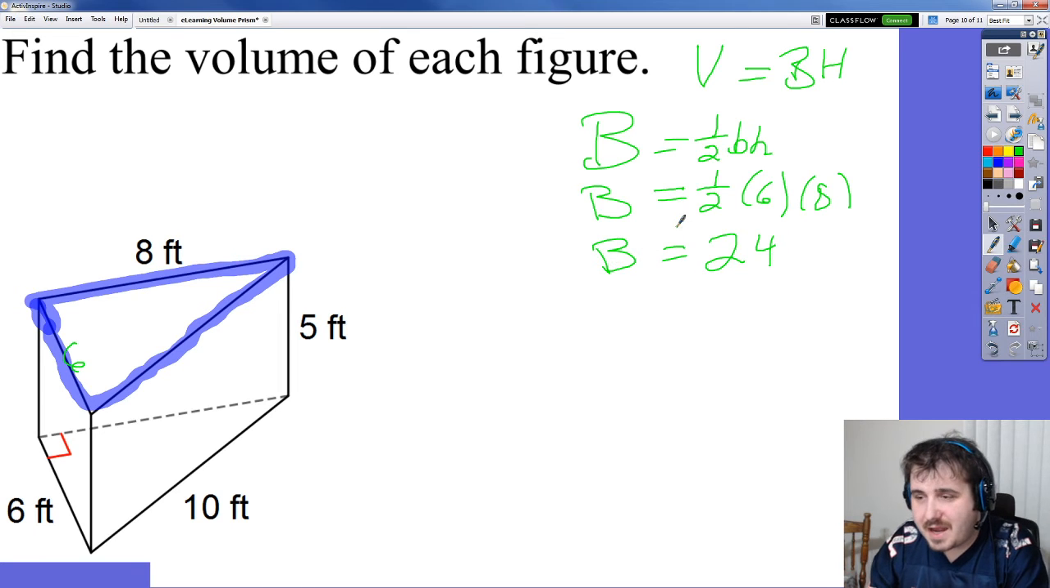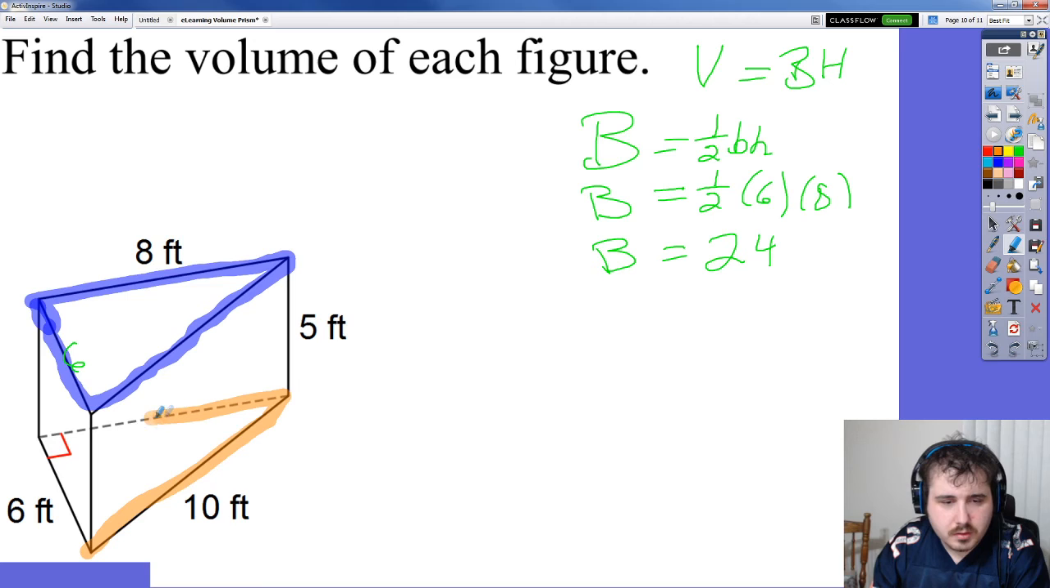That's my base. And now, here comes the part that everybody's going to mess up. Do I use the 5 or do I use the 10? Which one of these is not on the base face? Look at the base face right here. I've outlined it. I'm going to outline the other one too, because sometimes it helps to see both. This is the other base. Now look, 10 is the hypotenuse of that right triangle. Is that the height of the whole prism?